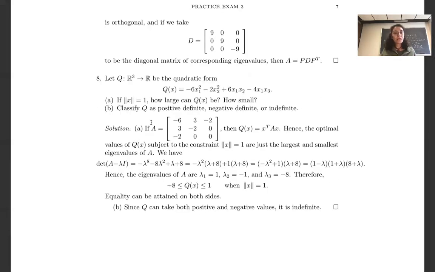And lastly, how can you classify your quadratic form? We said if the eigenvalues of the associated matrix are all positive, your matrix will be positive definite. If they are all negative, it will be negative definite. But if you have both positive and negative eigenvalues, it will be indefinite. So here, as you see, we have both positive and negative eigenvalues, so it will be indefinite, okay?